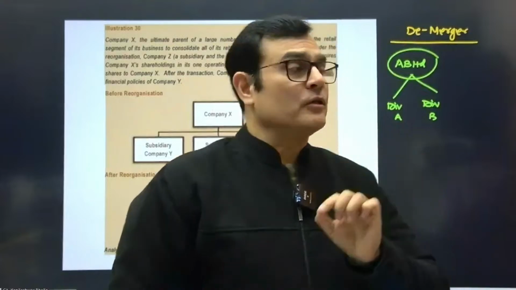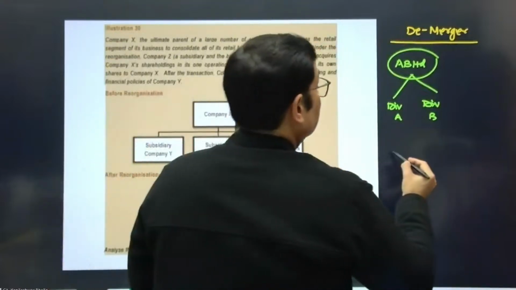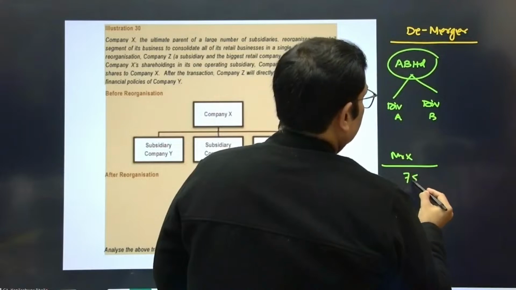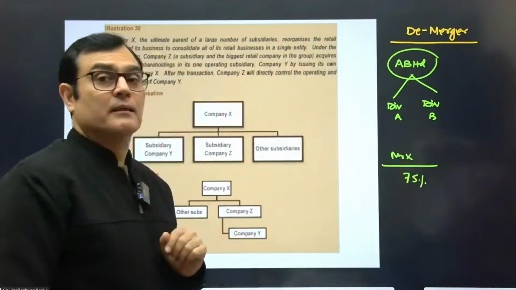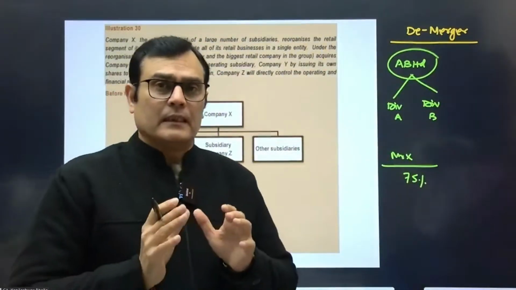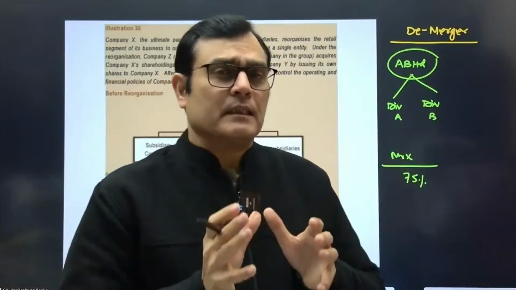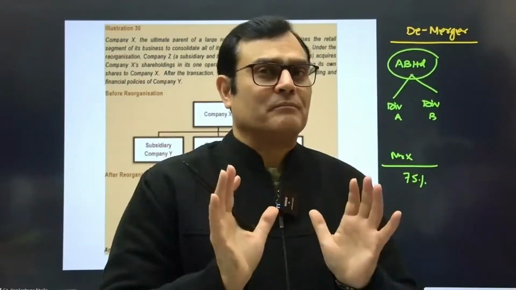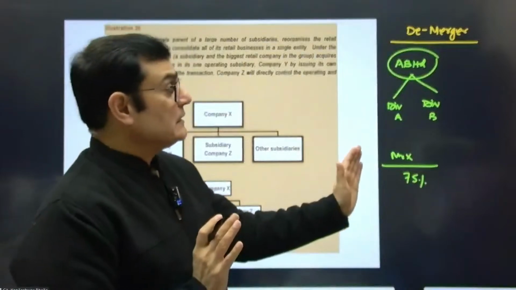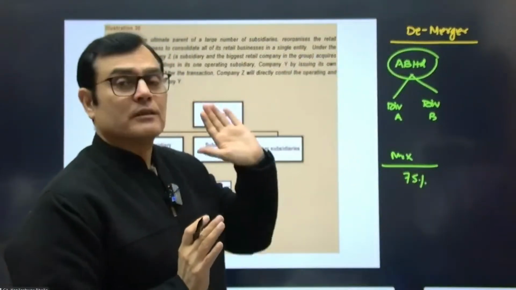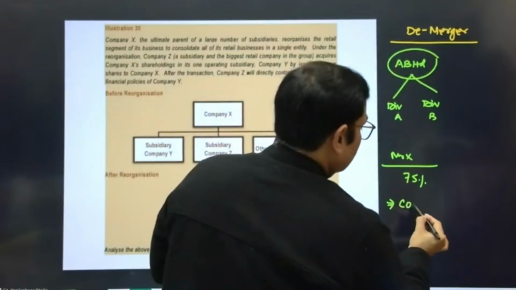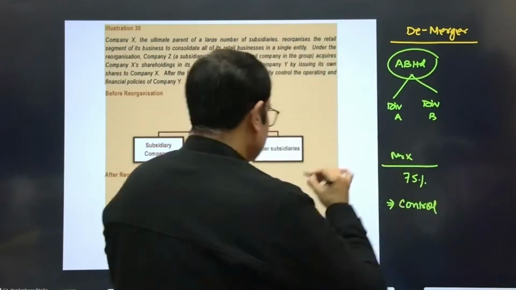Now there is a particular shareholder, let's say Mr. X, who has got, let's say, 75% shares of this company AB. Mr. X is in control of this company, because if he's got a 75% stake in this company, then he's got control of this company. So with the 75%, we can definitely say that he's got control over this company.